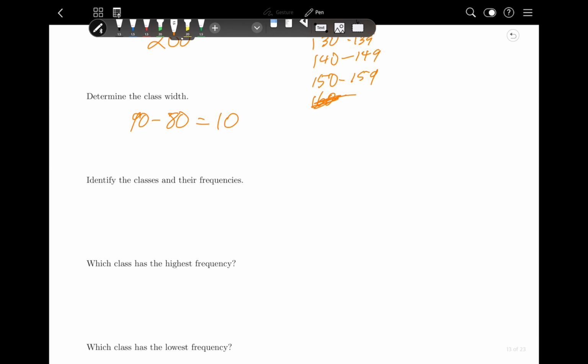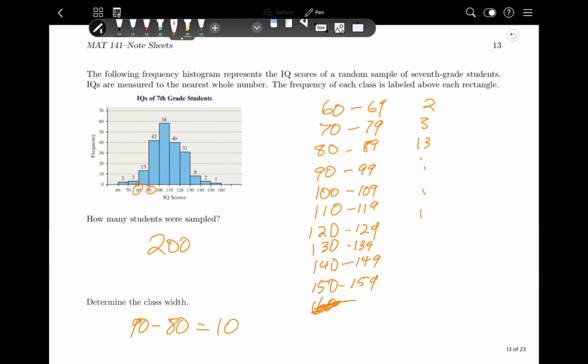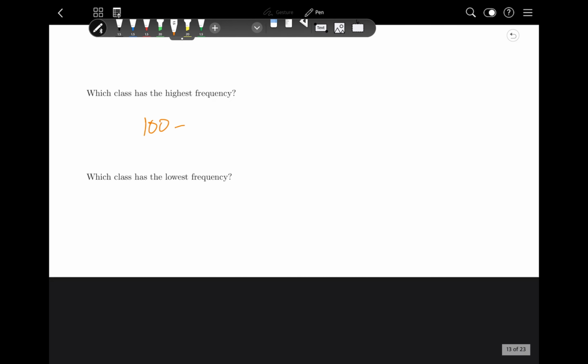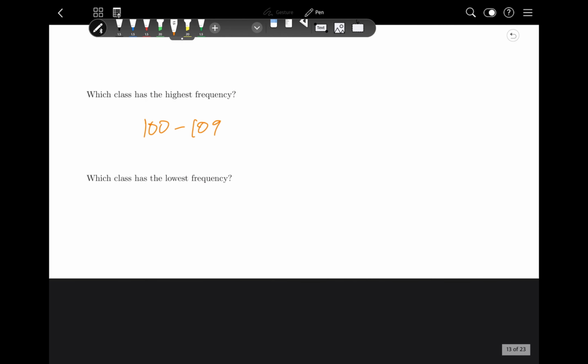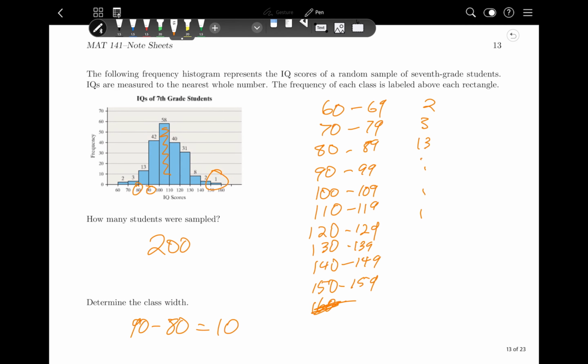Identify the classes and their frequencies. We just did that. Which class has the highest frequency? Well, that's 100 to 109, right? That's the tallest bar. And which class had the lowest frequency? Well, that's over here. A frequency of 1 is 150 to 159. Okay, so that's how to read one of these histograms.